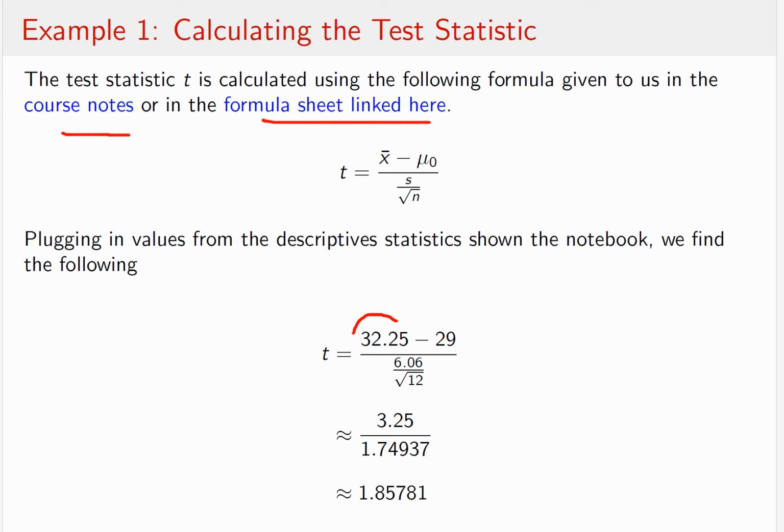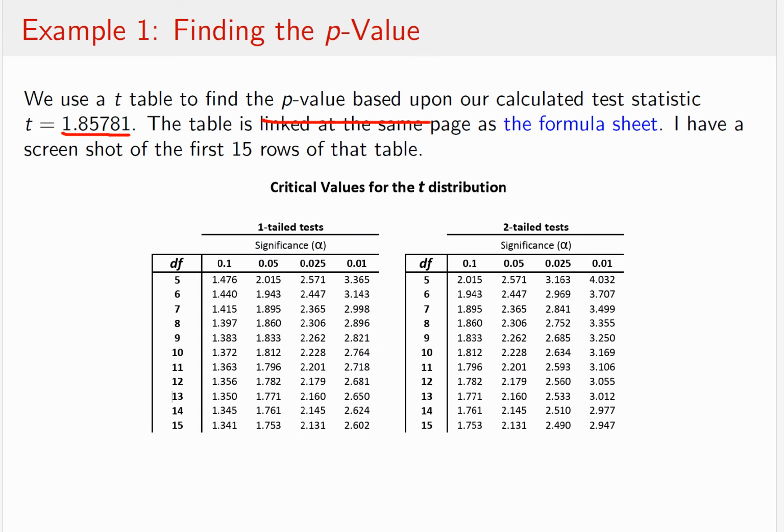The average aggressive humor score for these young males was 32.25. The standard deviation for our sample was 6.06. There were 12 young men in our sample. And as we do the math, we get a 1.85781. Okay? So that's how I calculate T. Now I know T, what do I do with it? Okay, so we have a formula sheet, and we're looking at the t-table, and what I want to do is look up this value in the t-table.